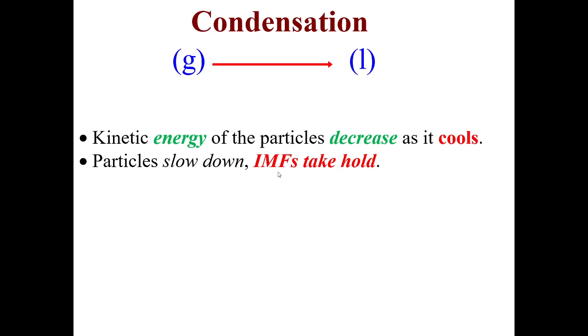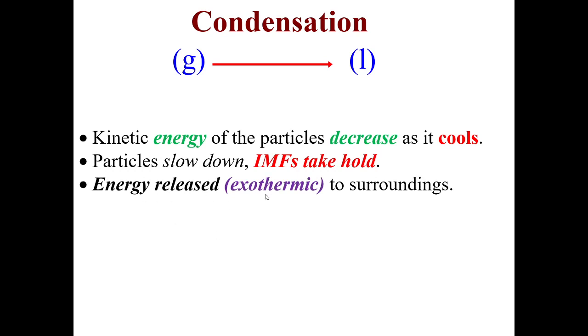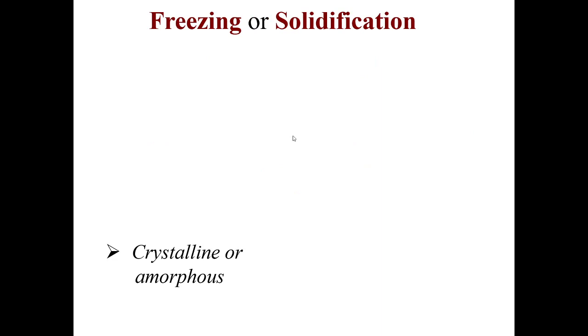So as those particles slow down, the IMFs take hold and it becomes a liquid. It's not talking about reducing the energy enough to go to solid at this point, but just to a liquid. Energy is released. So in this case, now we're actually exothermic. It has to give off energy, right? It has more energy in gas state than it has in liquid. So it's going to give off that energy as it moves to a liquid state.